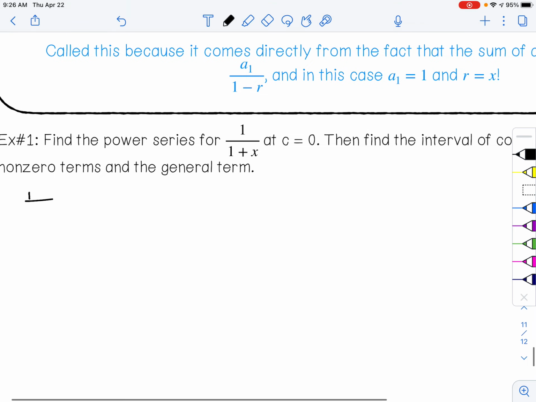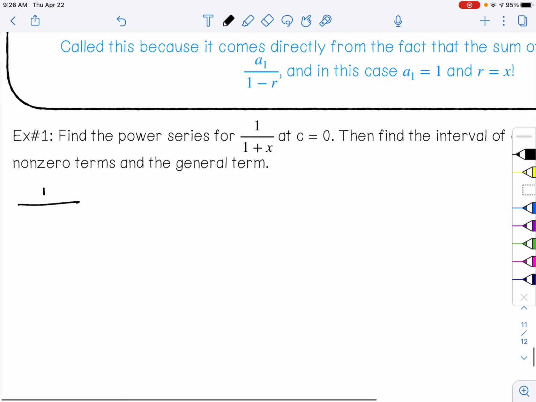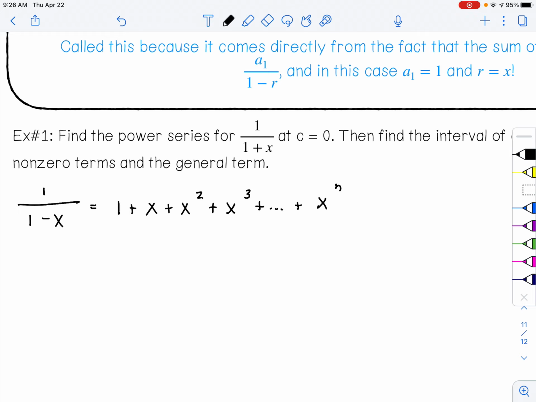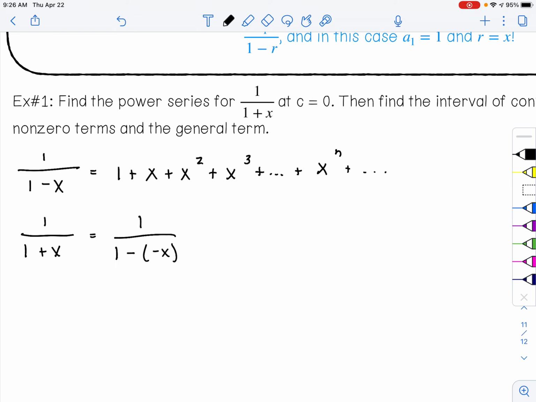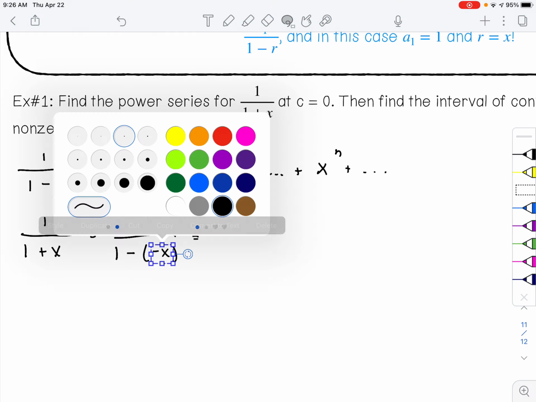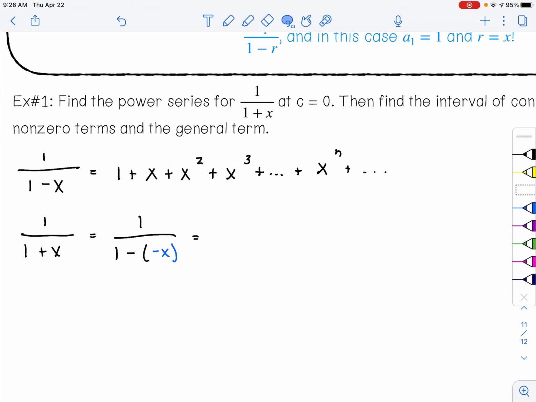So we know that 1 over 1 minus x, we just found that that power series is 1 plus x plus x squared plus x cubed plus our general term, x to the n. Right? So 1 over 1 plus x is the same thing, except if you want to write it as 1 minus, right, we want to subtract negative x. So all we're going to do here is substitute negative x in everywhere we see an x in the original.